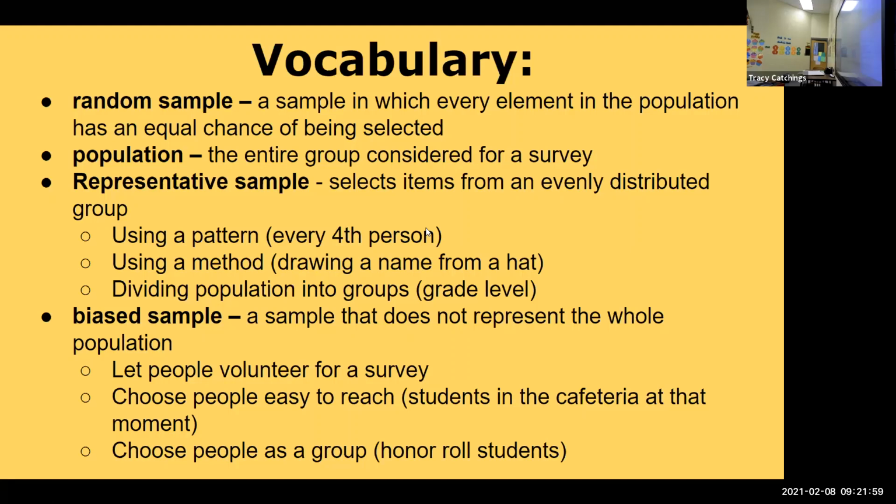What's a biased sample? A sample that does not represent the whole population. Good job. A sample that doesn't represent the whole population. That's where you let people volunteer. Remember, if I volunteer to do something, that's because I wanted to do it, but we wouldn't have data from those who don't like it. Or choosing people that are easy to reach. Oh, I'm going to choose the people closest to the door. That would not be a representative sample. That's a biased sample because everyone is not getting a fair chance.